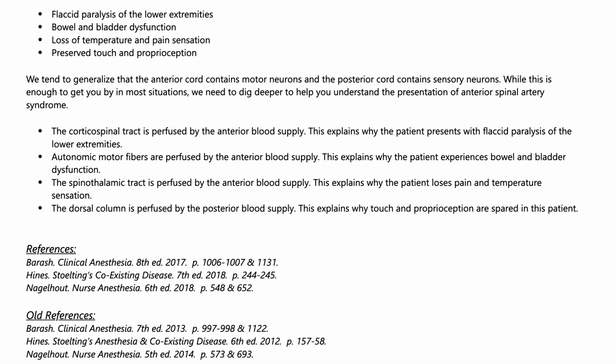So the presentation of flaccid paralysis of the lower extremity is because the corticospinal tract is perfused by the anterior blood supply. The presentation of bowel and bladder dysfunction is because the autonomic motor fibers are also perfused by the anterior blood supply. And the patient loses pain and temperature sensation because the spinothalamic tract is perfused by the anterior blood supply. And lastly, the dorsal column is actually perfused by the posterior blood supply, and this explains why touch and proprioception are spared in this patient.